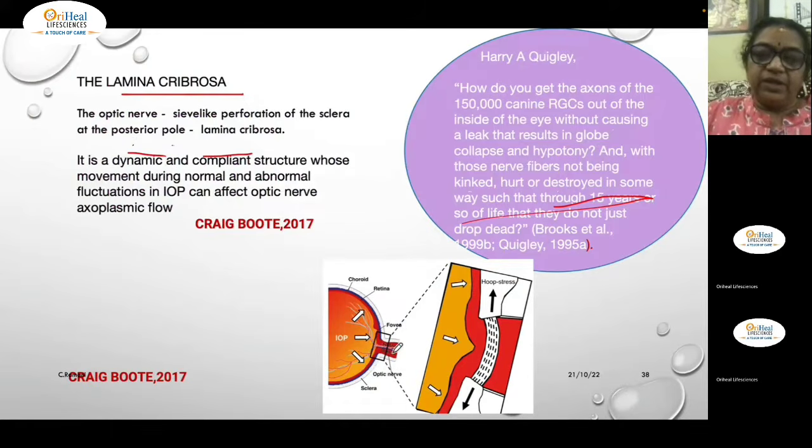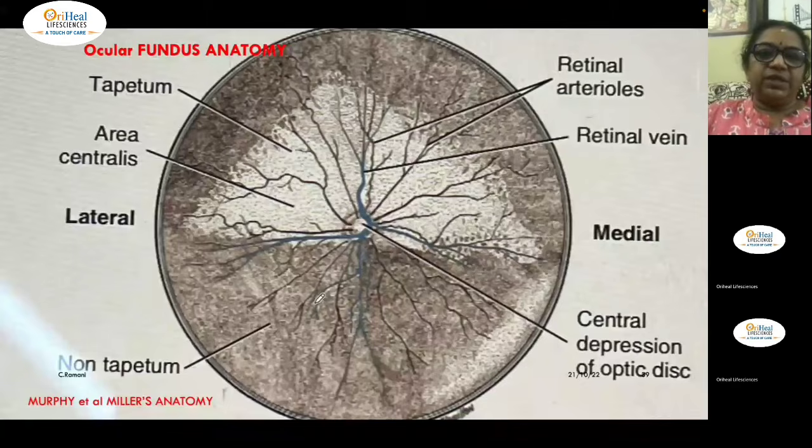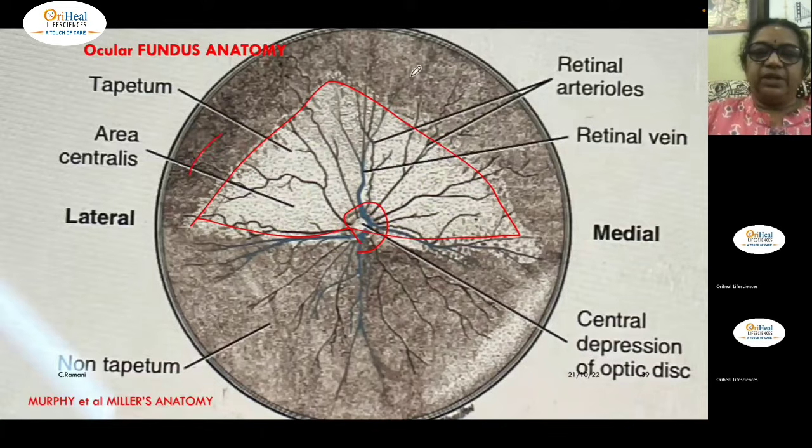So you will not find here on the optic nerve or at the optic area where the lamina cribrosa happens on the sclera. Now this is the fundus anatomy, the ocular fundus anatomy, where this is the roughly triangular area called the tapetum, and you have the optic disc here, and this is the non-tapetal area. The rest is the non-tapetal area.